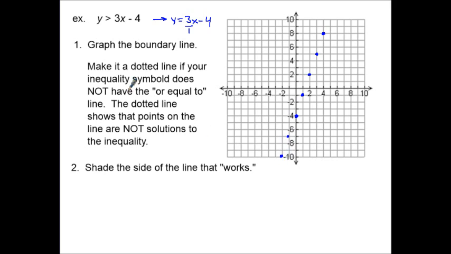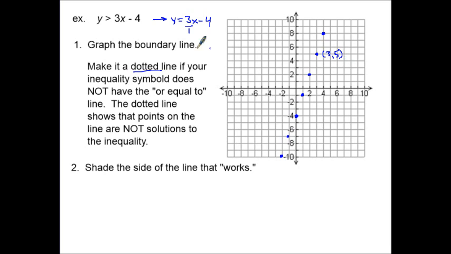Okay, now, I haven't drawn a line yet, and right over here, we're going to make a dotted line if your inequality symbol does not have the or equal to line. Basically, on the last one, if I picked one of these points and plugged it in, I got something that works. Now let's pick one of these other ones, like this guy right here looks like the point 3, 5.